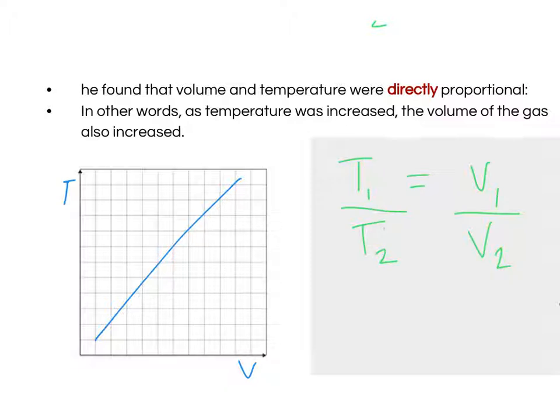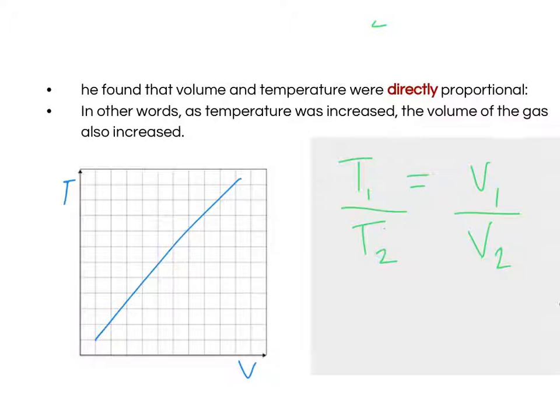So you can see a couple of things here in terms of the trend. T1 is still directly proportional to V1, and T2 is still directly proportional to V2. And so my equation is set up that way. All right, let's try a problem to help us work through this.